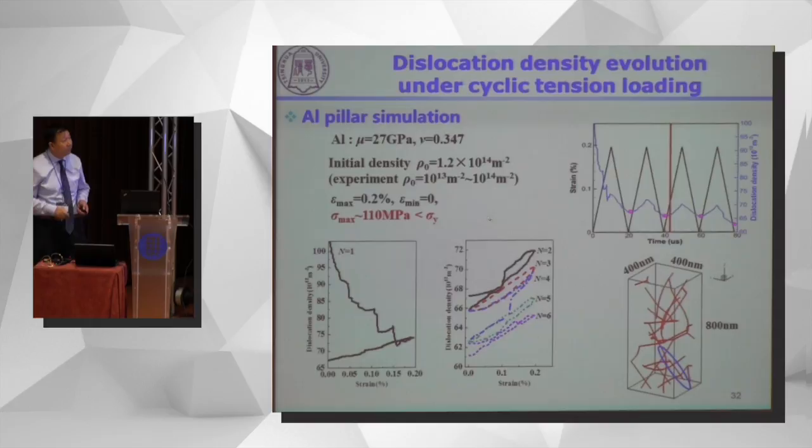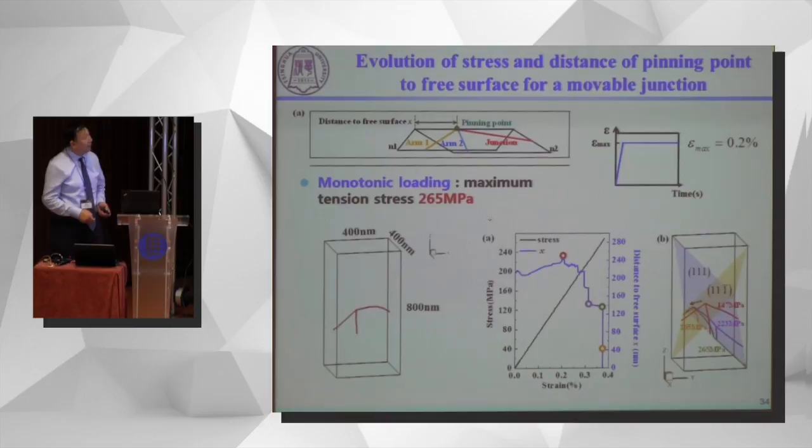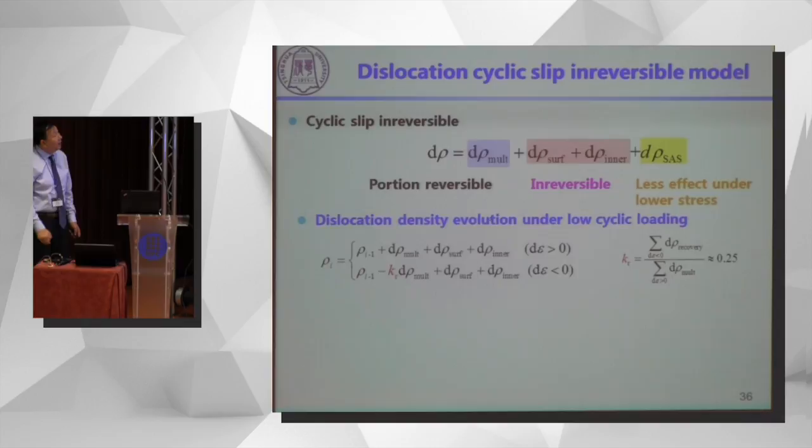Also, we can compare the results because of dislocation pinning. For monotonic loading, dislocations go in one direction. For cyclic loading, they can go in reverse, back and then to the surface again, which means reversible movement of the pinning point. From this work we have two results. For monotonic loading, we need tension stress of 2,265 megapascal to drive the escape. For cyclic tension loading, with only 140 megapascal, we can also drive dislocation escape. We also have slip reversibility and density increment.